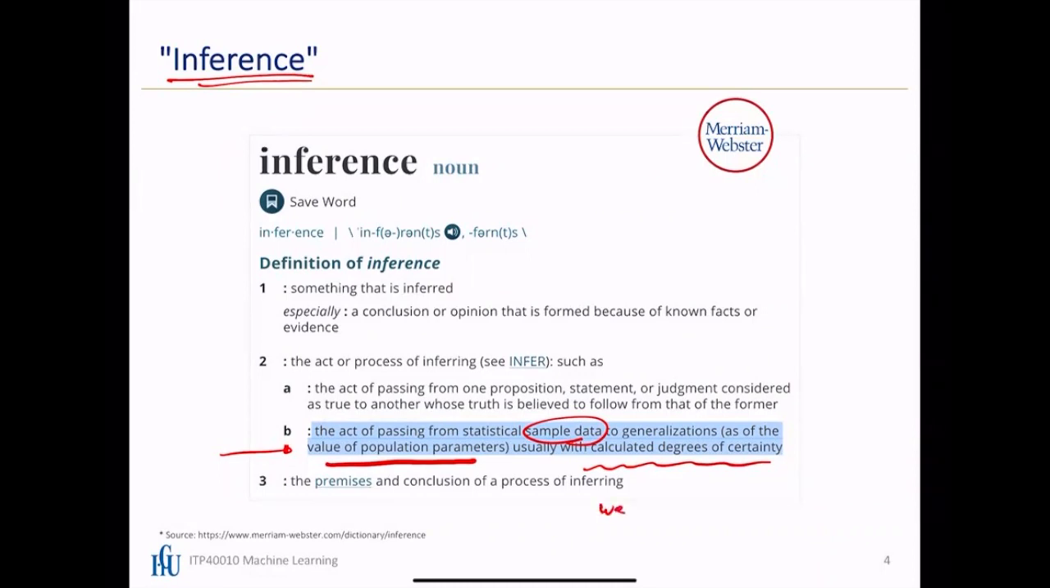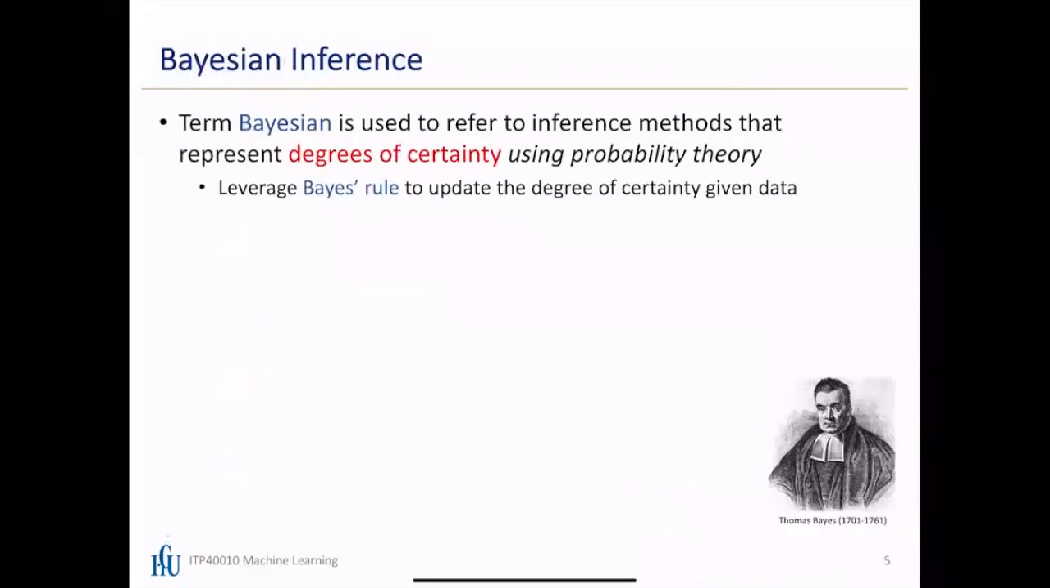We use sample data to model or express the degree of uncertainty. This is what we are trying to do. So we are going to talk about two things. One is Bayes rule, the other is inference.